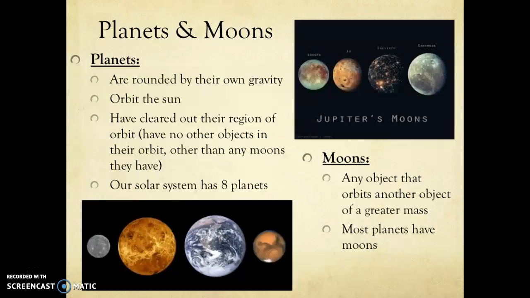Now, moons are any object that orbits another object that has a greater mass than it. Most of our planets have moons. The Earth only has one. When you get to the larger gas giants like Jupiter and Saturn, you have more moons. So bigger planets tend to have more moons.